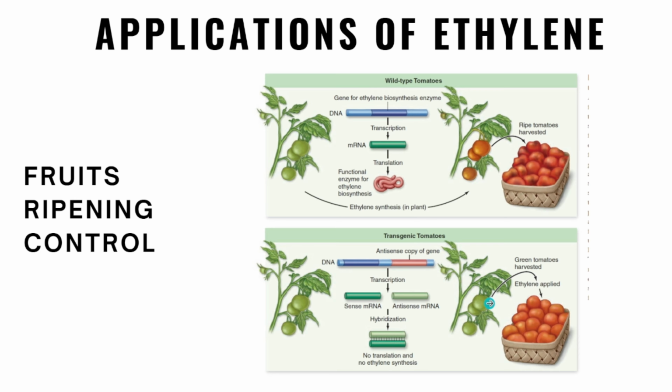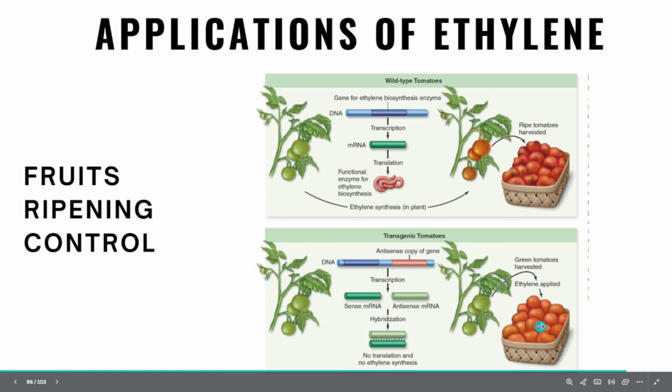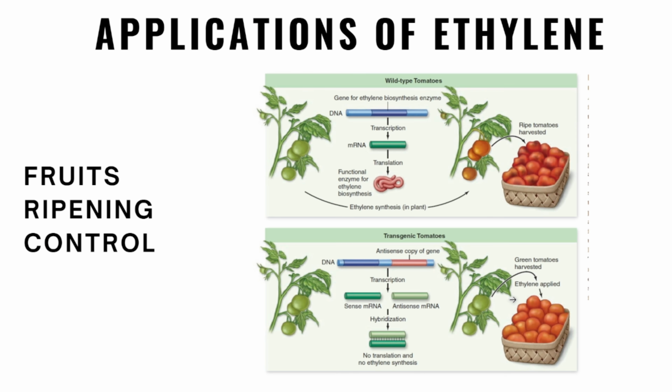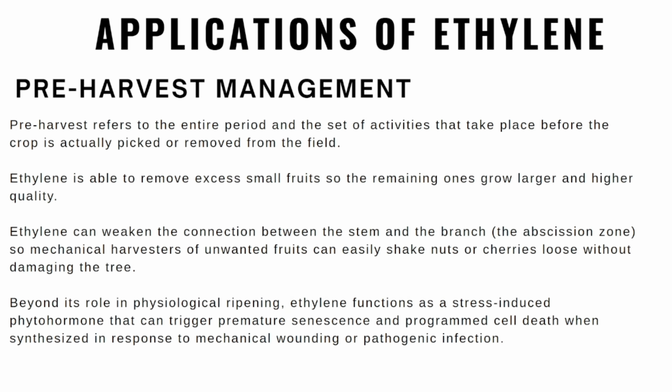It cannot ripen at all. Once you transport this tomato to the market, you spread the ethylene gas, and then it will ripen at that time. So you delay the food ripening. Thus, wild type tomato may already be rotten and damaged by the time they reach the store. Transgenic tomato can stay fresh longer.